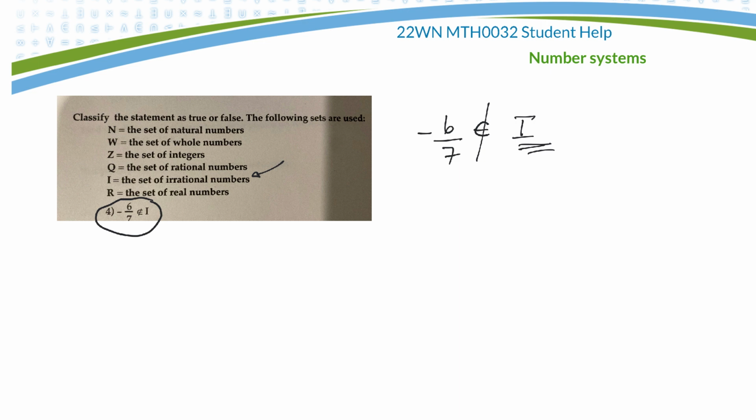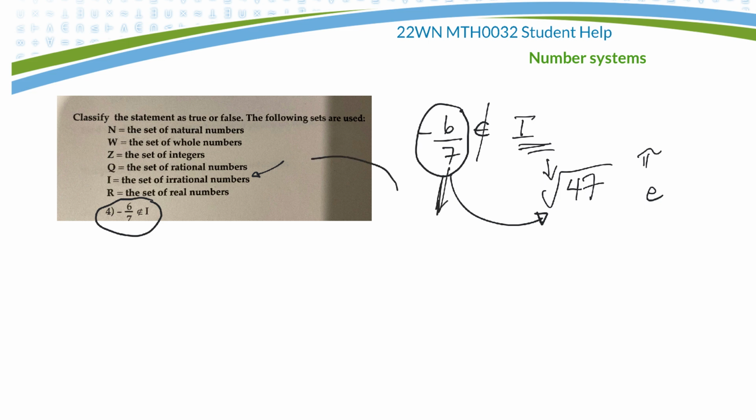Okay, so let's define irrational numbers. Those are the ones that are square roots of something, like the square root of 47, whatever. Another irrational would be pi, and another one would be e. So is minus 6/7 part of that group? And it's not, right? It's just a fraction. It would be a rational number.